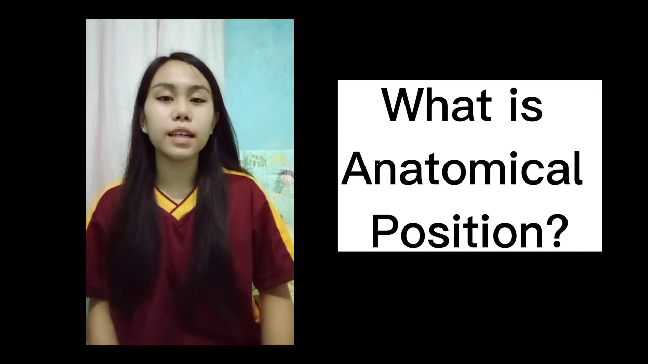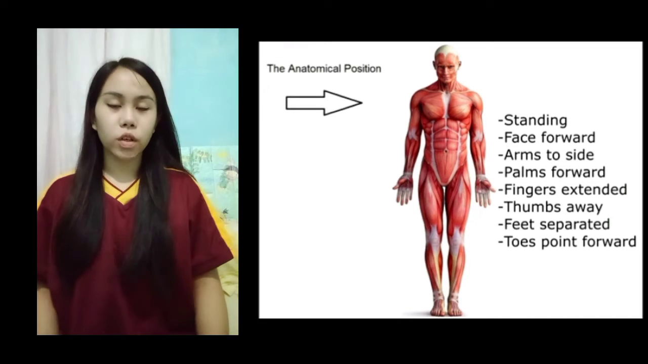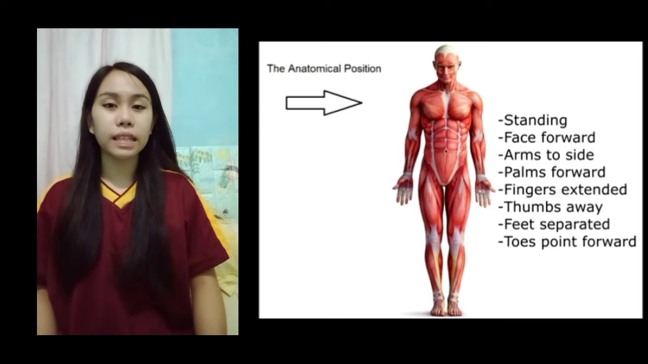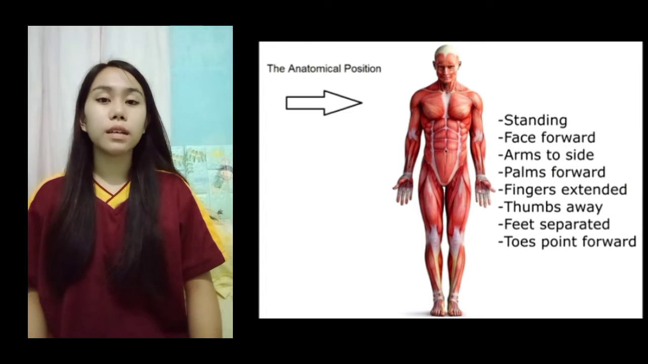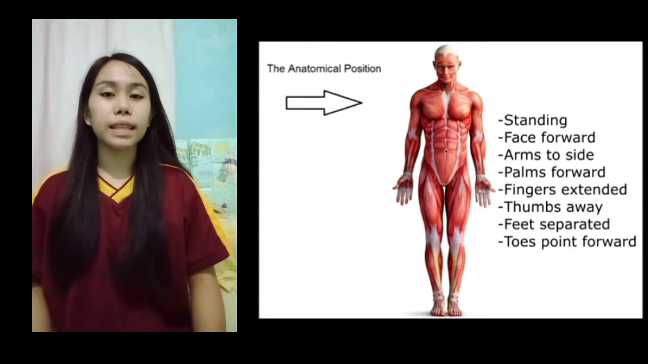So first thing is let us know what is anatomical position. Anatomical position is standing, face forward, arms to side, palms forward, fingers extended, thumbs away, feet separated, toes pointing forward. Anatomical terms help us identify the location of both internal and external body structures, and also identify where something is located on the body relative to another body part.